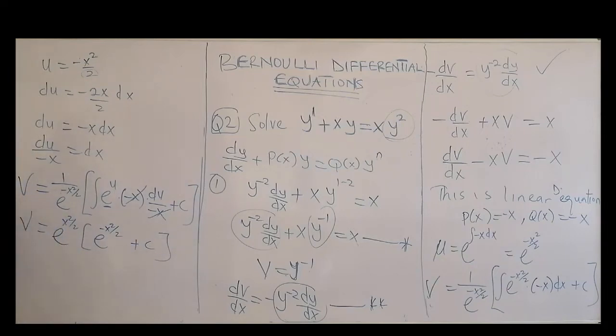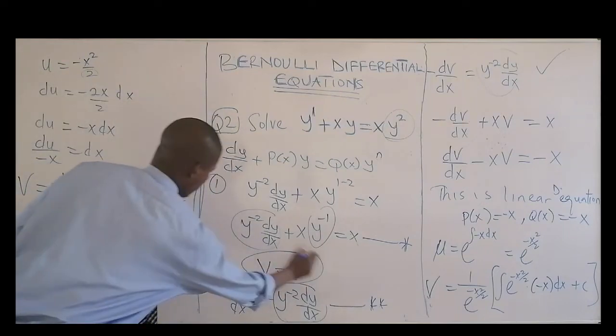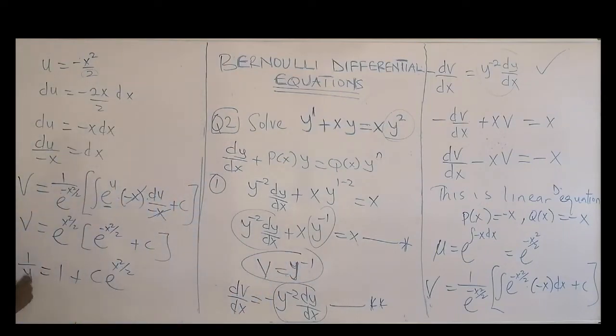Then that's v. Then if you look here, this one times this one will give us 1, that will be e to the power 0, and that's 1. So that's 1 plus this one times this one, that's c, equal to e to the x squared over 2. So then you can return your v. Your v initially is what? It's 1 over y. Okay, then that's your answer.